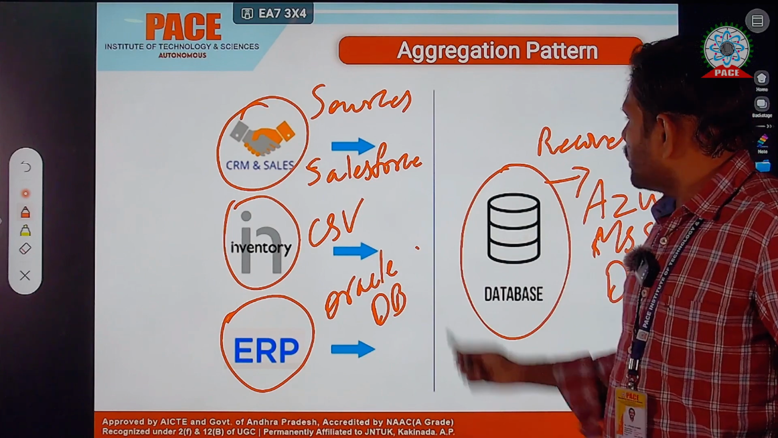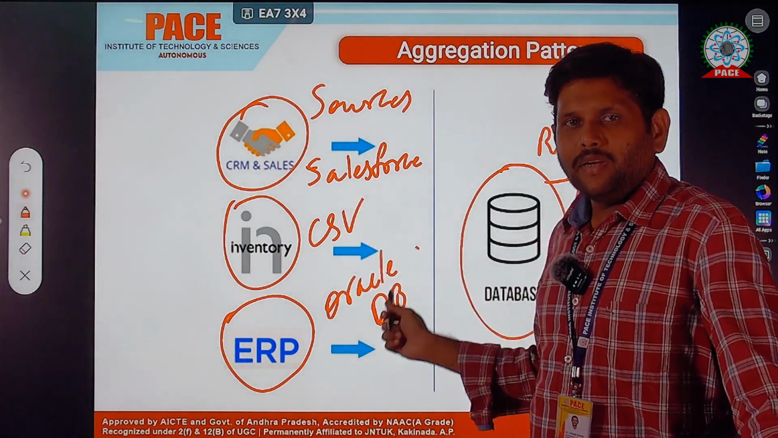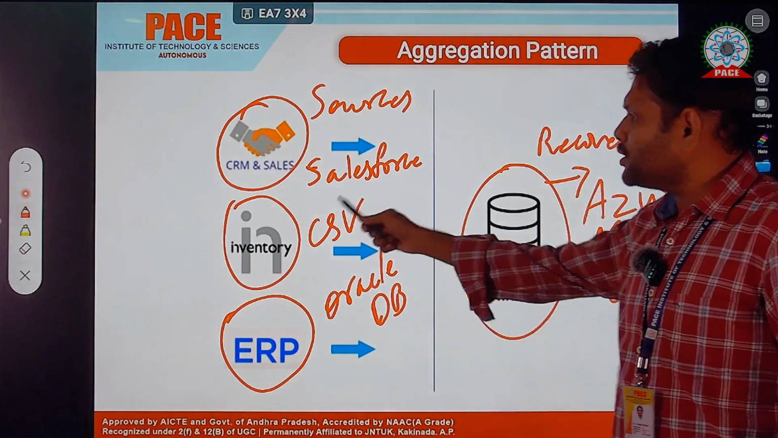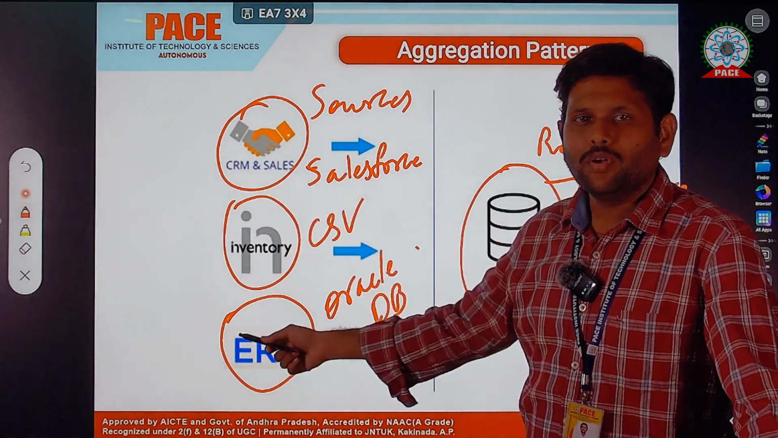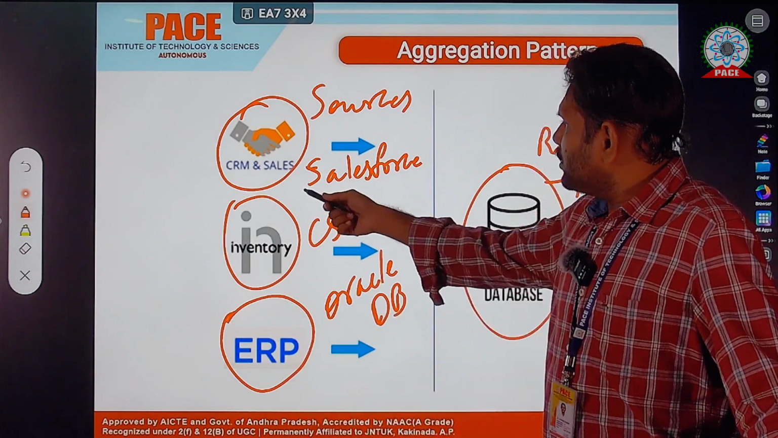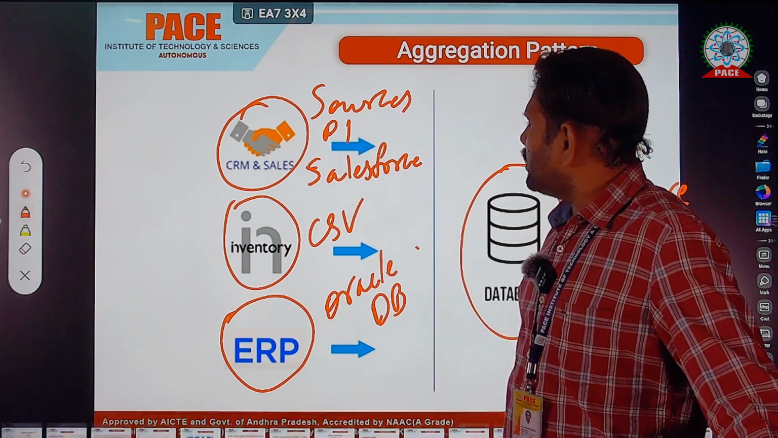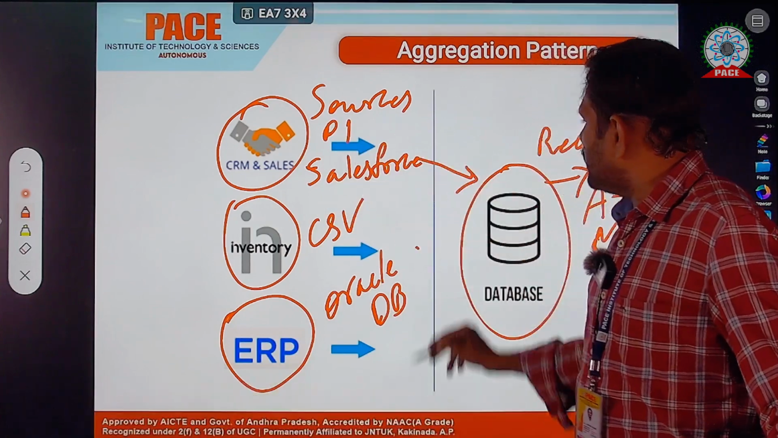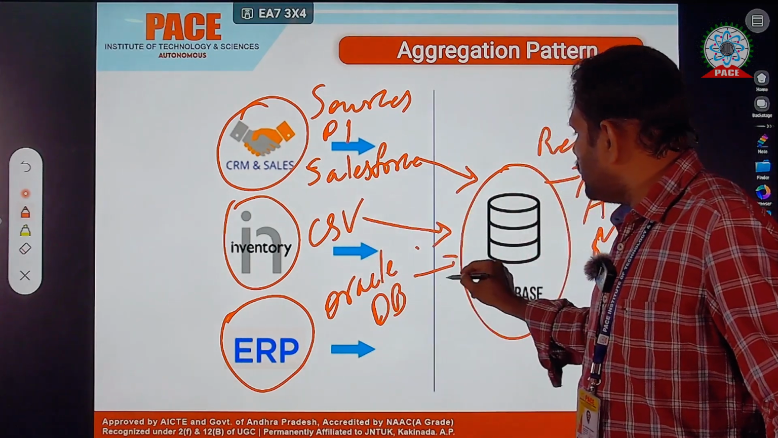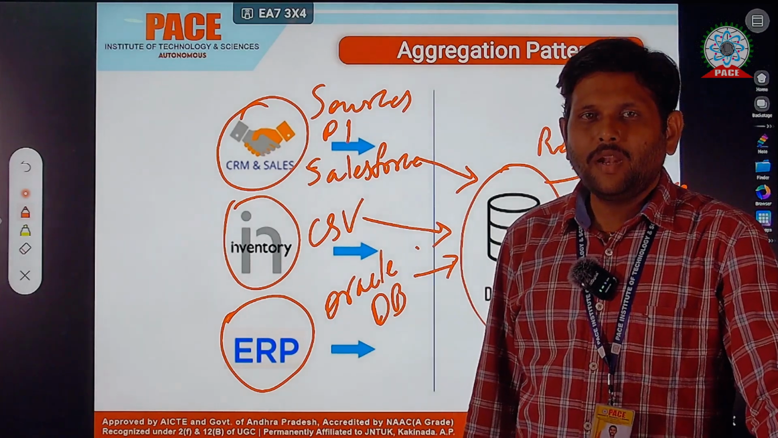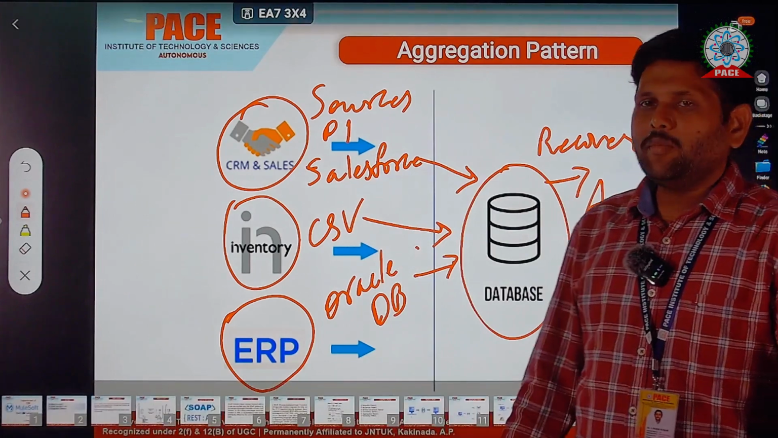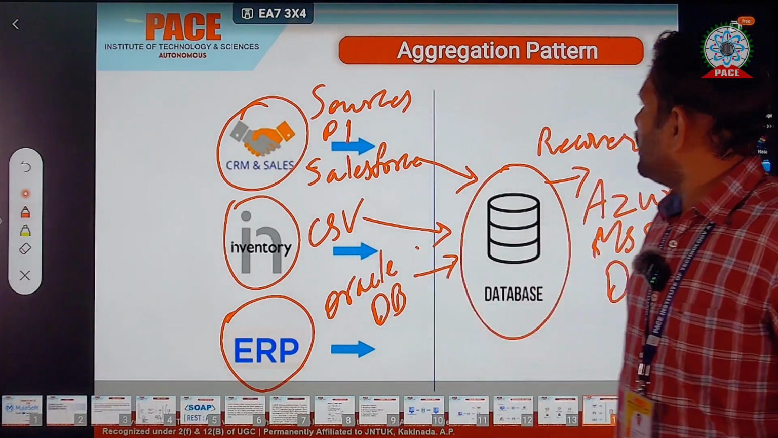And finally, the courier services are maintaining their master data in an Azure MS SQL database, but the sources, like their partners, are using their own databases for storing the client information. Partner 1 will send the data from Salesforce to the database, partner 2 will send the data in the form of CSV, and partner 3 will send the data from an Oracle database. And finally, all this data will be stored in a master database, that is Azure MS SQL. Now this can be called the aggregation pattern.